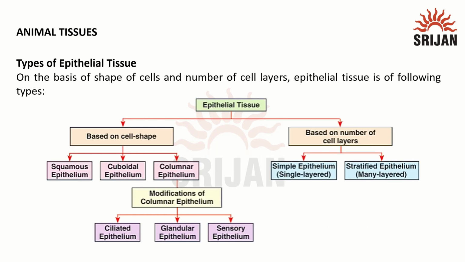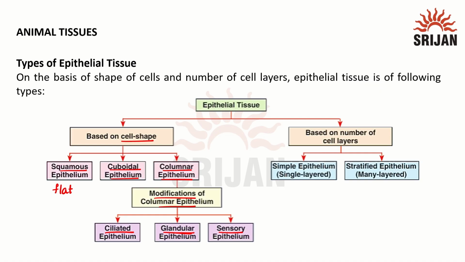Now, there are different types of epithelial tissue based on the structure as well as function. So, first is based on the cell shape and the layers. So, if we say the shape, there are 3 main shapes. One is the squamous, that is the flat cells. Then we have cube-shaped epithelium, which is the cuboidal. Then we have columnar epithelium. Now, columnar epithelium can have modifications where it can have cilia on the free surface, or it can be glandular, that is help in secretion, or it can be sensory epithelium.